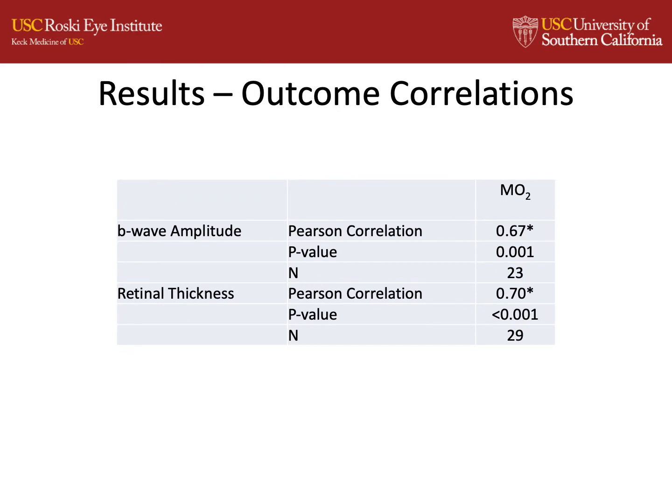Here are shown the results of correlations of MO2 with the two outcomes of visual function and retinal thickness after 7 days of reperfusion. Based on compiled data from all ischemia durations, decreased MO2 was correlated with ERG B wave amplitude reduction and also with retinal thinning.